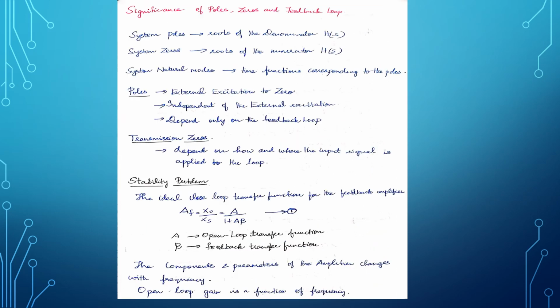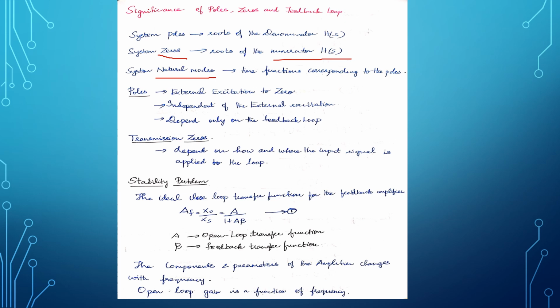Now we are going to see the significance of poles, zeros and the feedback loop. System poles are the major thing, which act as the roots of the denominator of H of s, which is the transfer function. The system zeros are the roots of the numerator of H of s, and the system natural modes are the time functions corresponding to the poles.